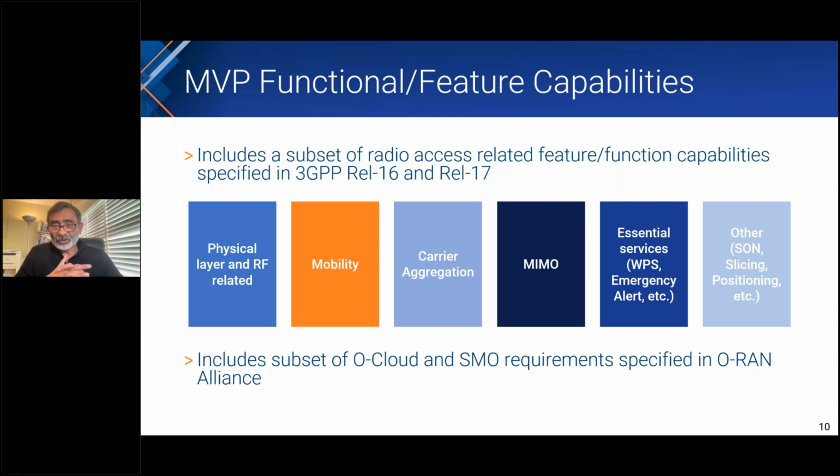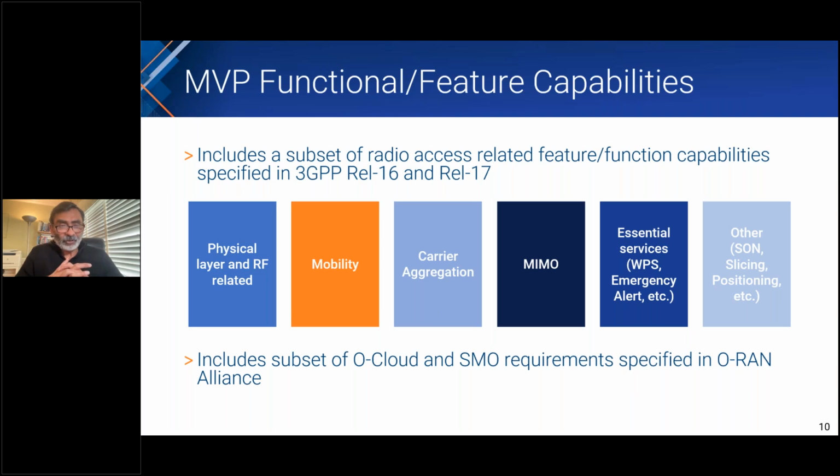Additionally, we have requirements under the miscellaneous umbrella for slicing, positioning, remote interference management, which is tied to mitigating the effect of atmospheric ducting, especially in TDD deployments.